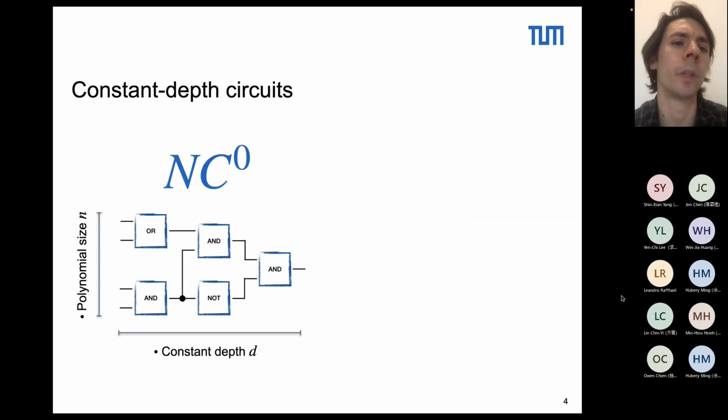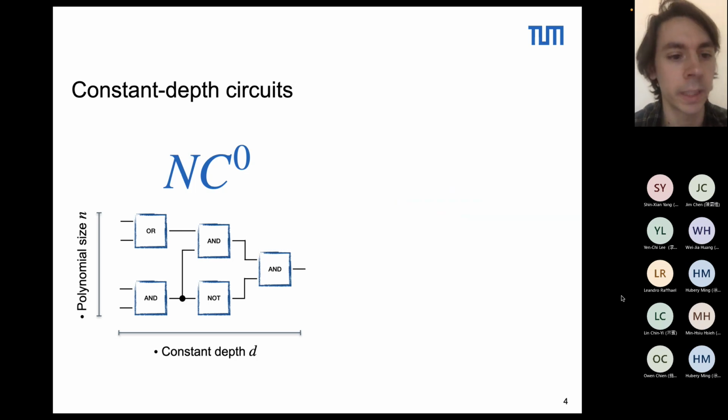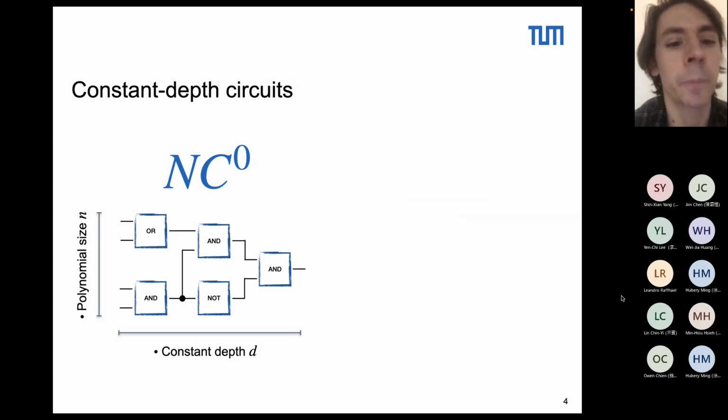For these reasons, we study constant depth circuits. The complexity classes of constant depth circuits are, for example, NC0, which is the classical version, where the circuit can be polynomial in size, meaning that the number of inputs or gates is polynomial, but constant in its depth. The depth is the longest path from one input to one output. For example, here the depth is 3 for the circuit.